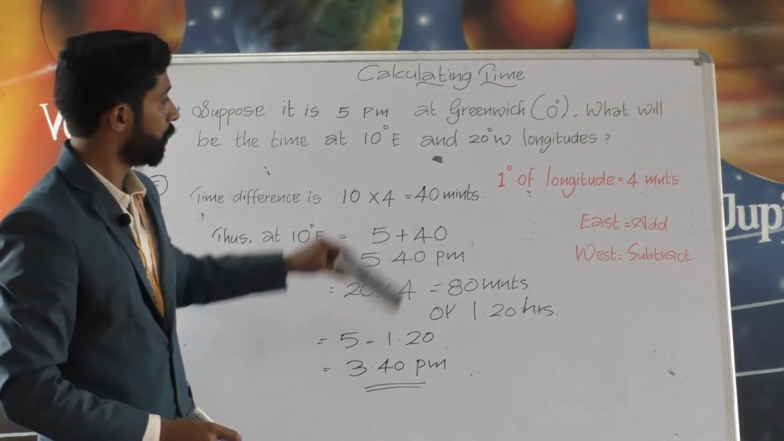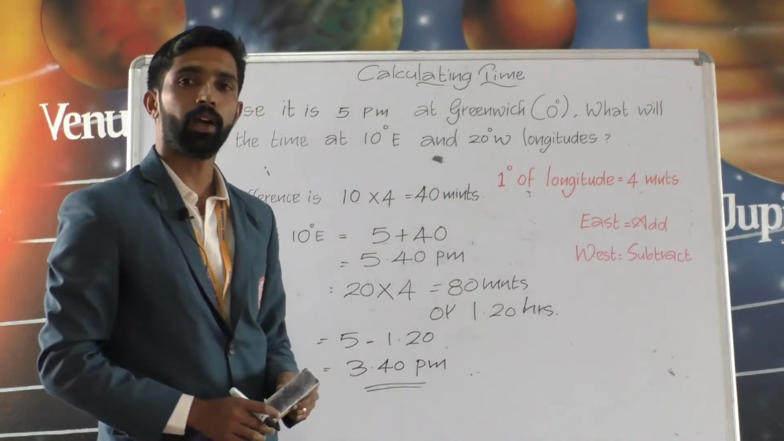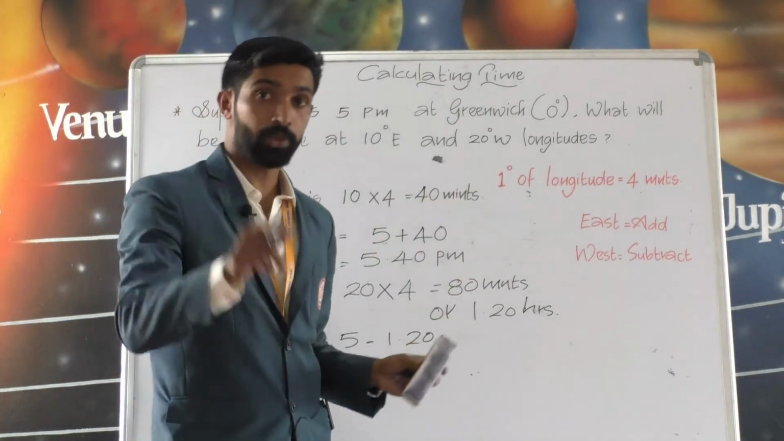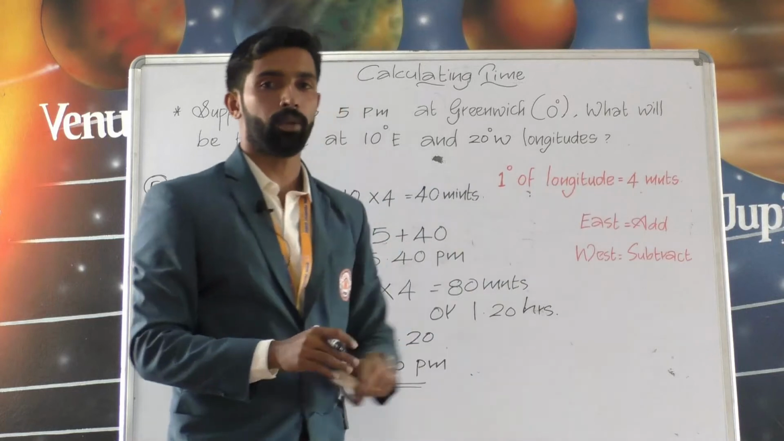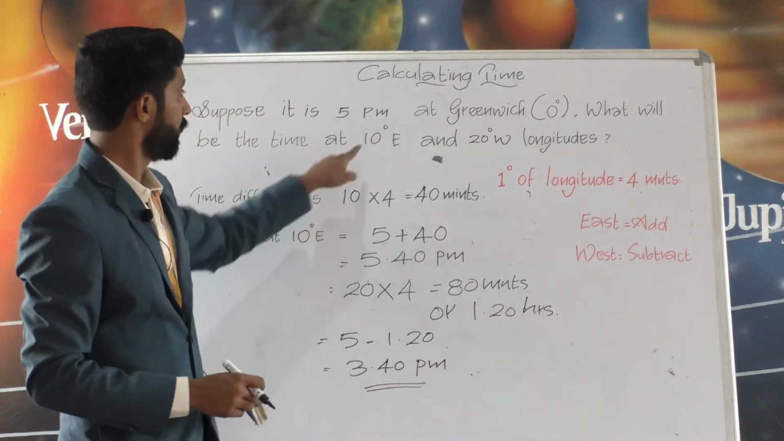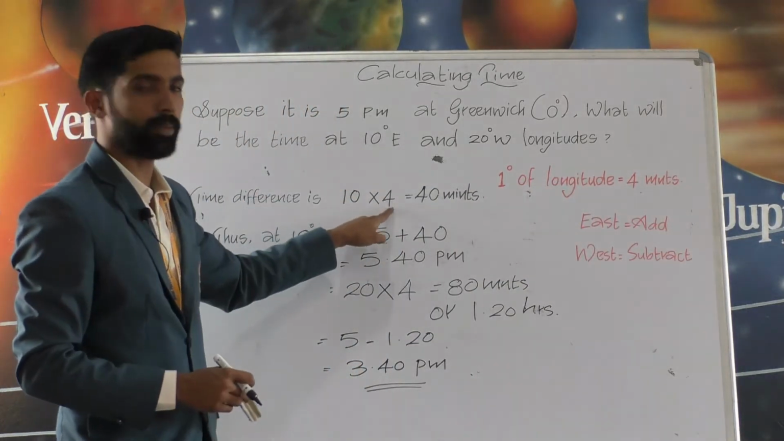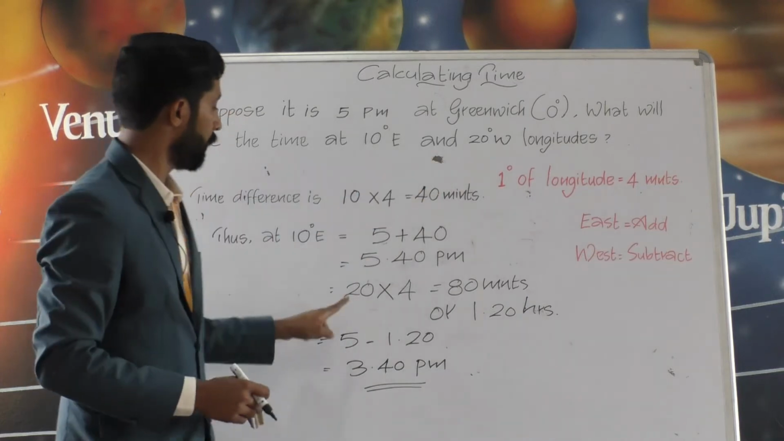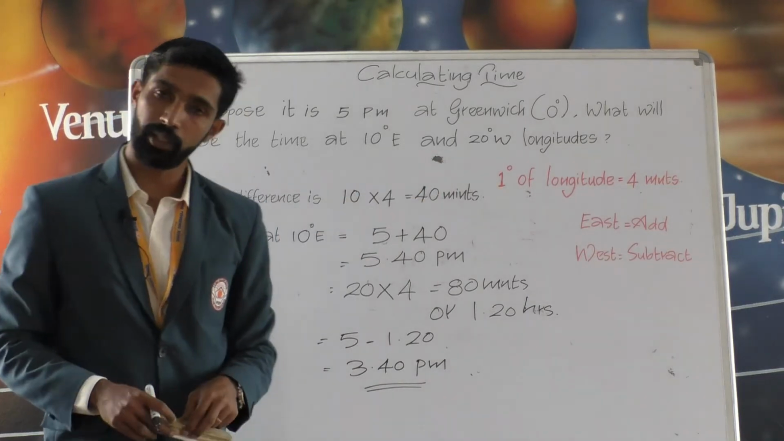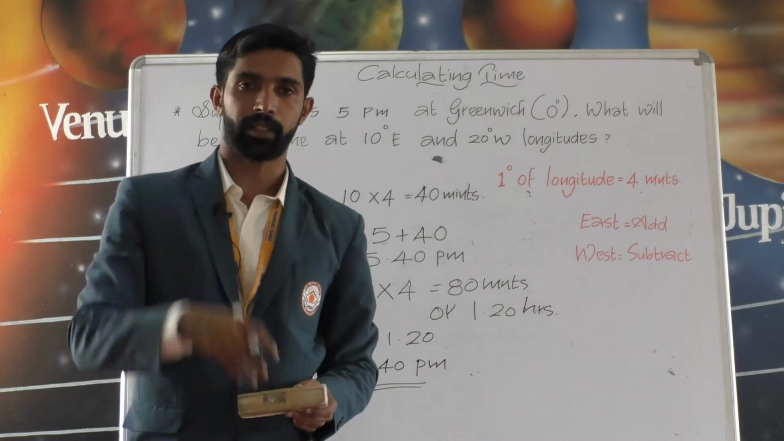Got it? So for one longitude you have to multiply by 4 minutes. So that's why 10 degrees given, you have to multiply by 4, 40 minutes. For 20, 20 into 4, 80 minutes. Got it? It's very simple. Practice more.